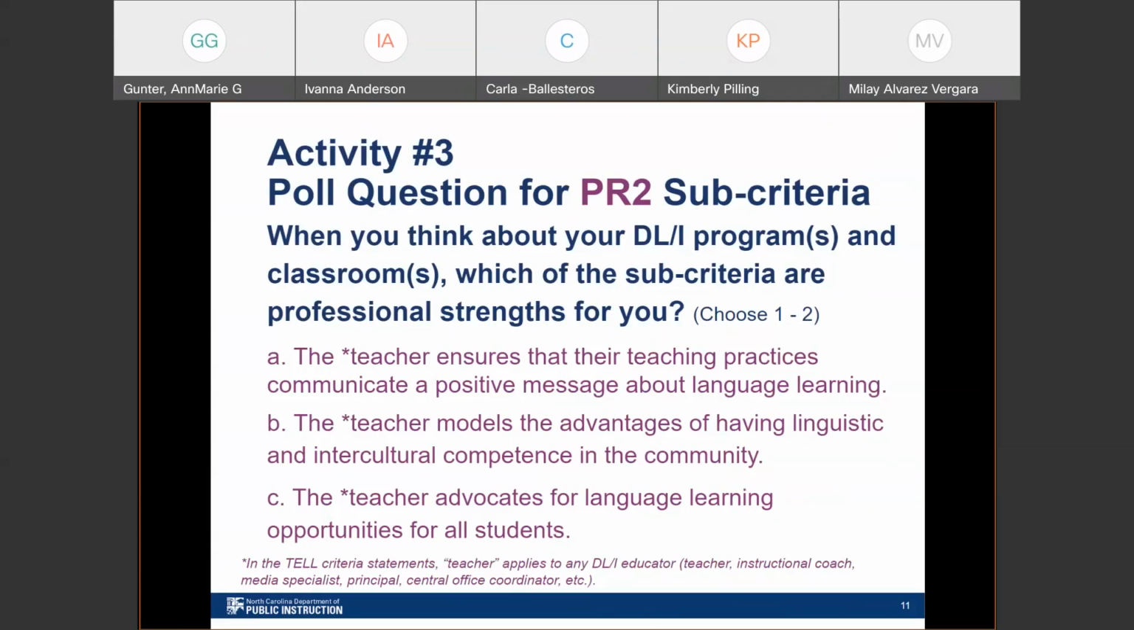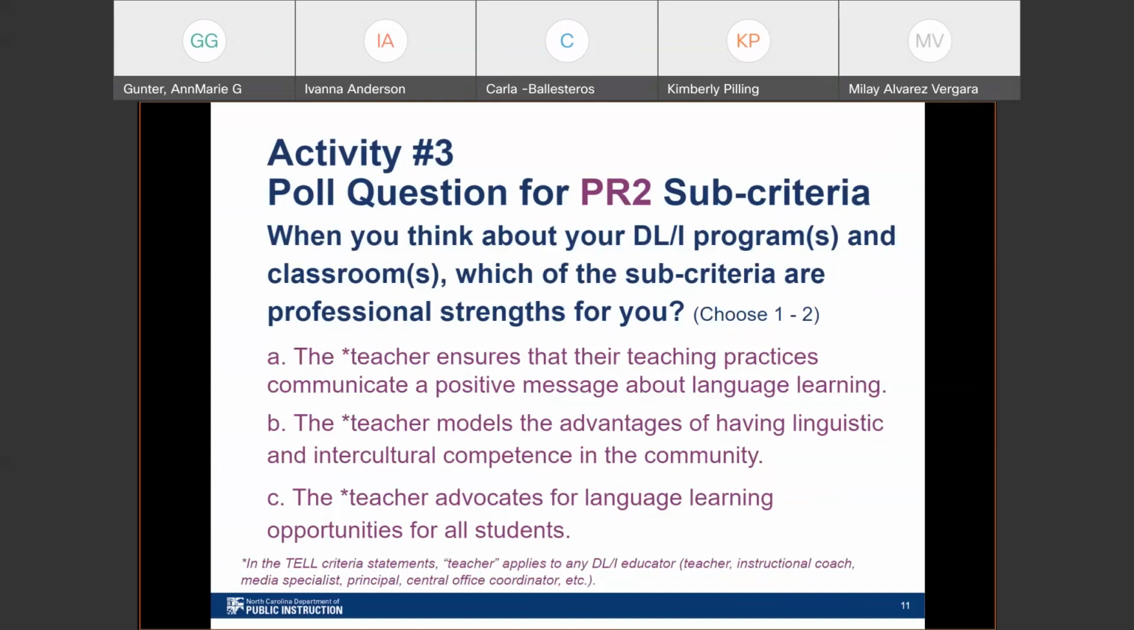It looks like the main professional strength for those of us here today is C. The teacher advocates for language learning opportunities for all students. You get a chance to share about that later on, but that's always a good thing to think about. How are we as inclusive as possible with every single student who is in our program or our school or our community?